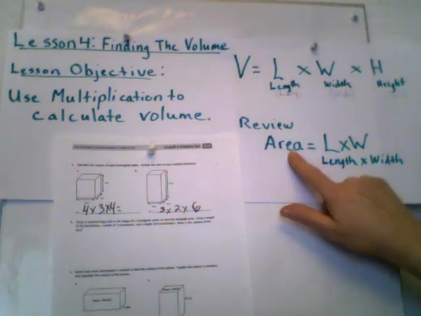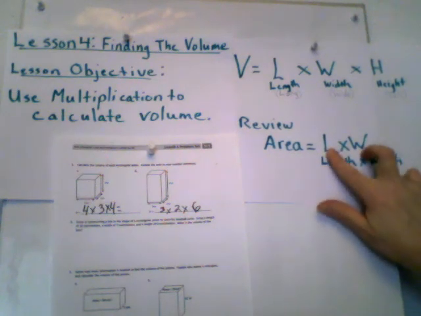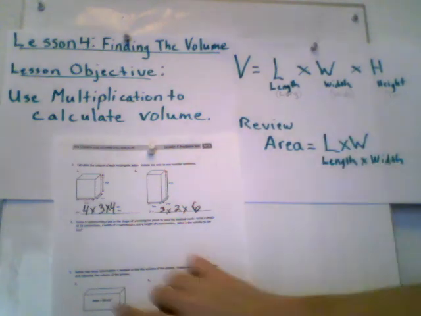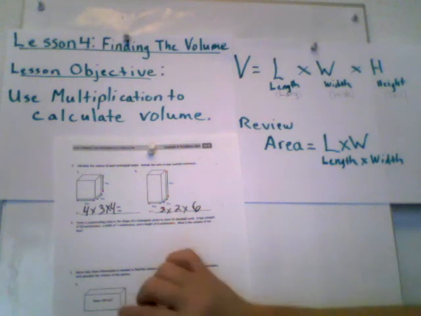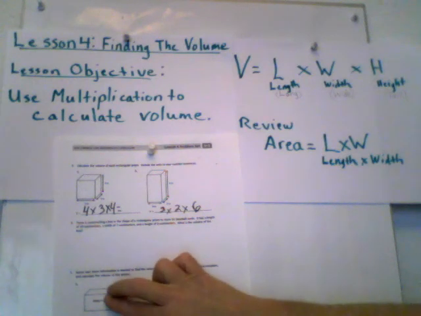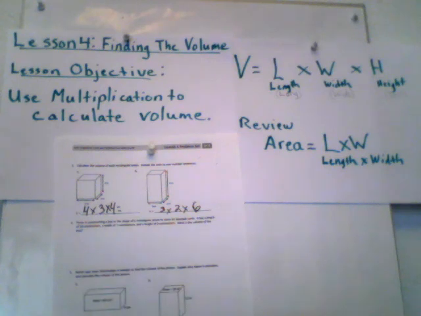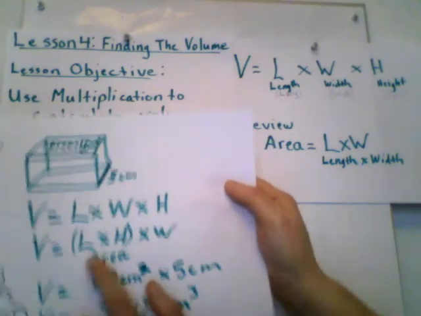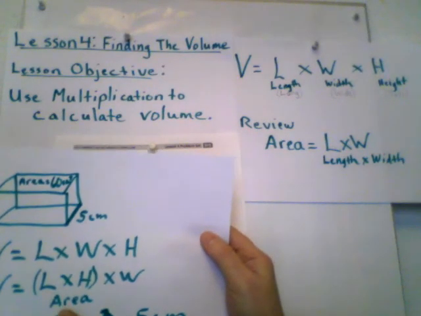And if you remember, area is already 2 of the sides multiplied together, the length and the width, or 2 of the sides. So this area that we have here already did multiply 2 of the sides. So since area has 2 of the sides, I only have to multiply it by the third side. So it would look like this. Remember, area was multiplying 2 sides.